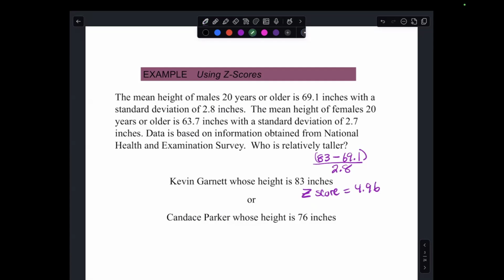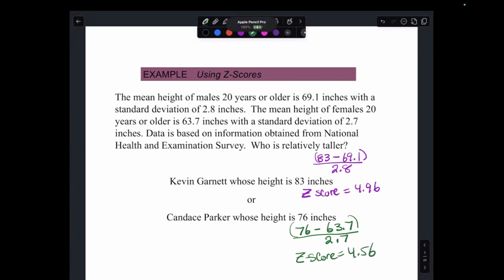All right, let's take a look at Candace Parker. So we take the data value minus the mean, which is 63.7, divided by the standard deviation. Once again, put your numerator in parentheses. So I'm going to do 76 minus 63.7 divided by 2.7. Her z-score is 4.56. While it is still an outlier, she's still way above 2.